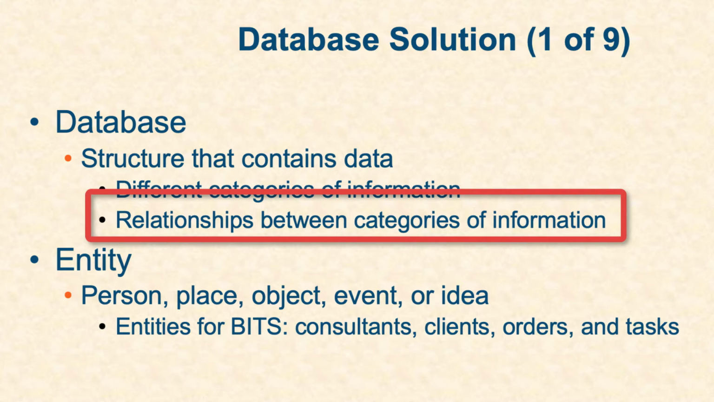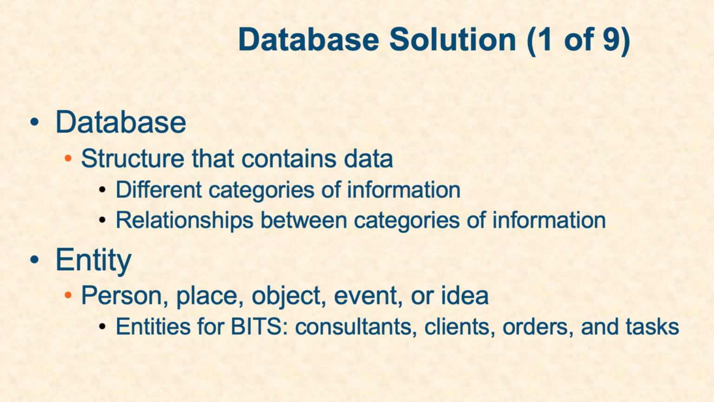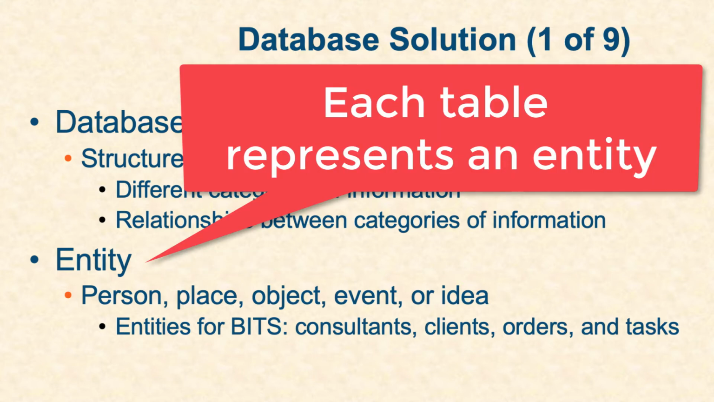We know that already, and you've already seen some videos that discuss relational databases, and that's the kind we're going to be working on. It also uses the term entity. Now, some of the other videos don't mention entity, but you'll see that in your book, and that's a very common term with databases, and that's the more formal term. And the entity is really what the table consists of. It could be a person, it could be a place, it could be an object. For the BITS company, they have entities for consultants, clients, orders, tasks.